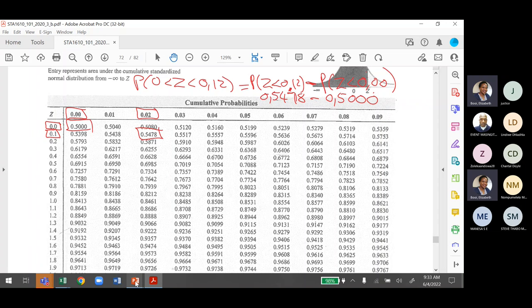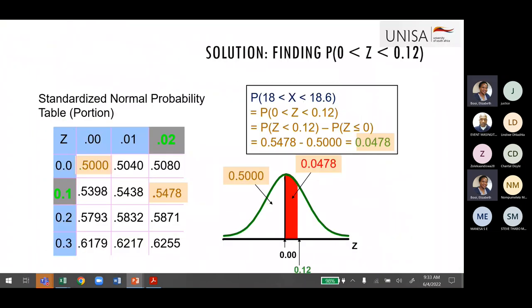And that is what can go back to our PowerPoint. So we went and we found 0.5478 minus 0.5000. And the answer we get is the probability of between, just those that are between 0 and 0.12, and that is 0.0478. So the probability of X that lies between 18 and 18.6 will be equal to 0.0478. And that's how you find the probabilities.